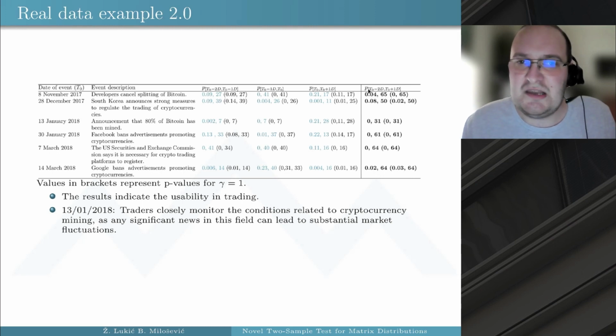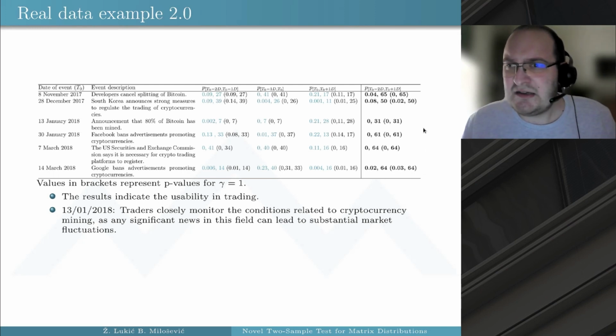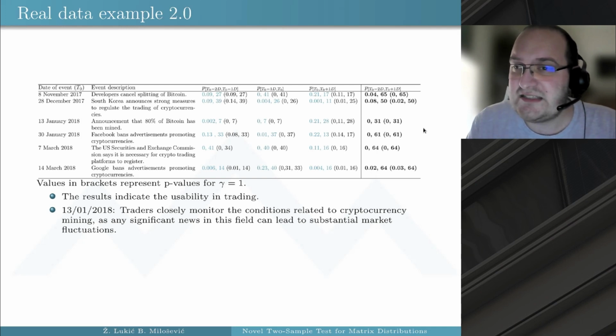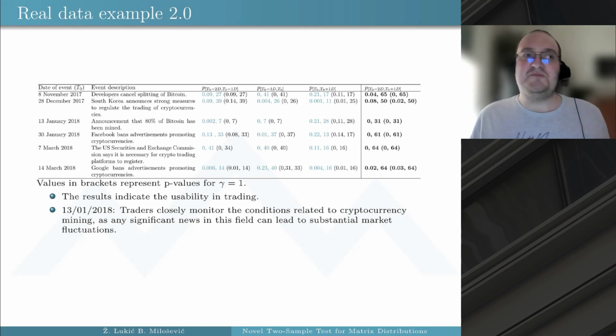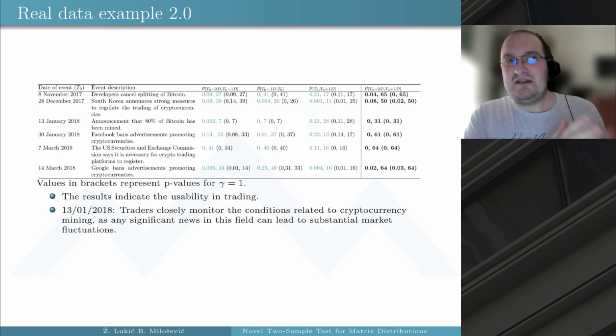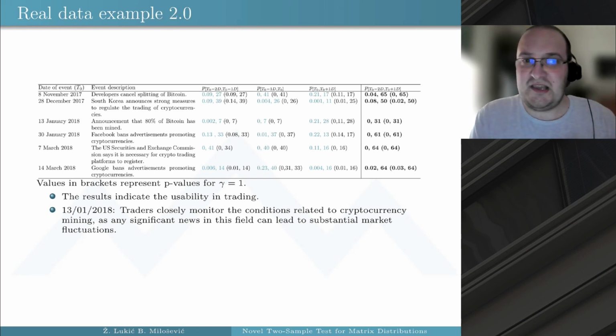In here, you can see the whole period. And when you look into those values, it seems that our test detects the change point quite accurately, except for this case here. But this case here is the announcement that 80% of Bitcoin has been mined. So this thing is closely monitored by traders. So they would approximately know when the 80% of Bitcoin has been mined, and this would influence the price because everyone who is in that business apparently knows the state of the cryptocurrency.